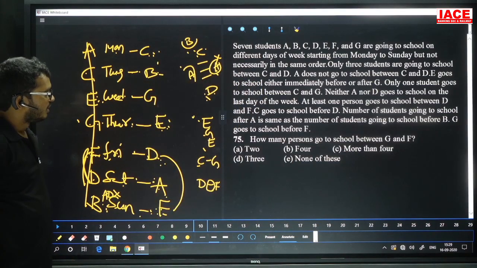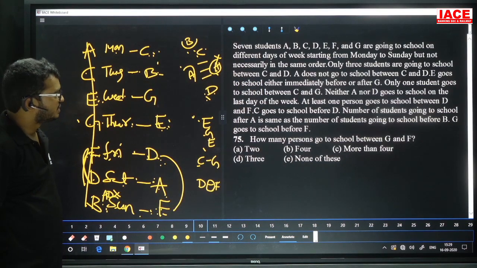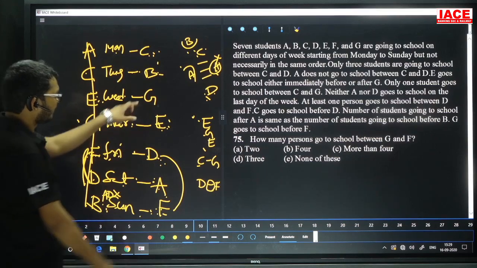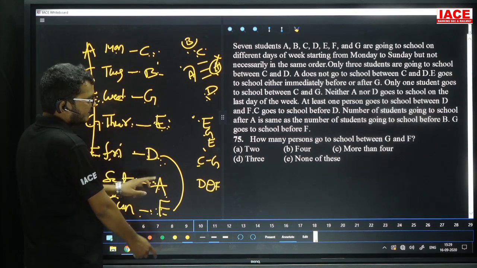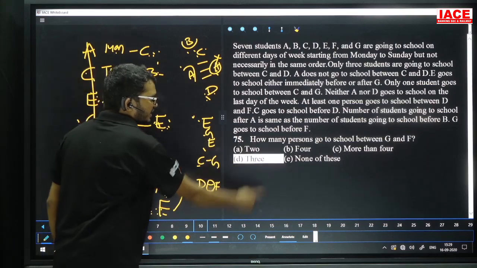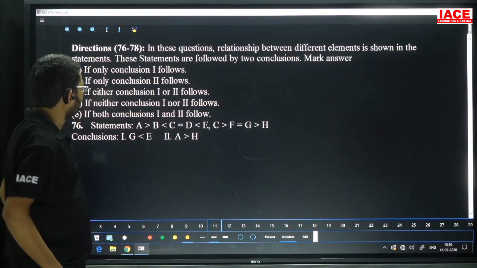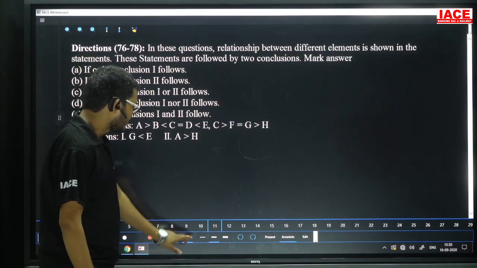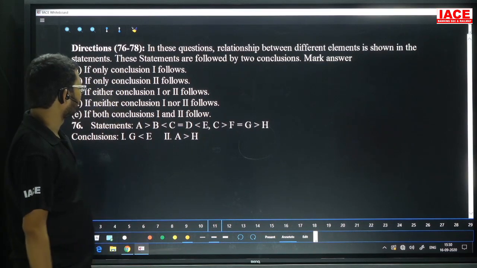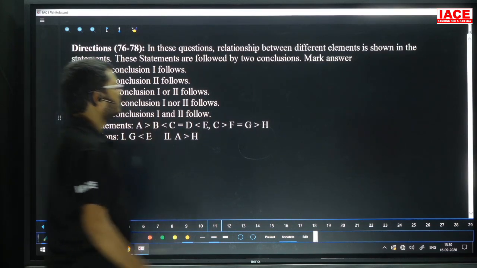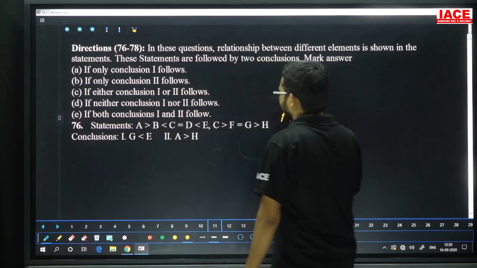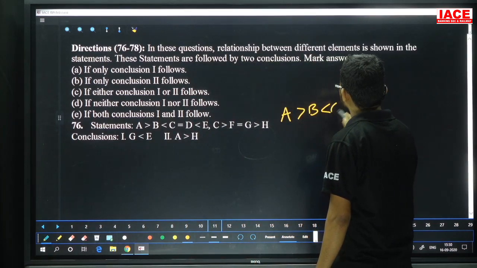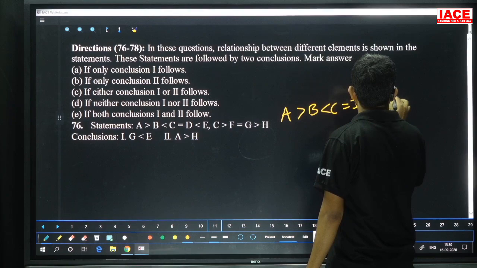Question number 75. How many persons go to school between G and F? Here, between G and F, E, D, A are going, so 3. The answer is option D. Questions 76 to 78. Here again the question is from inequalities. Take the given statements. The first is A greater than B, and the next is less than C equal to D less than E.